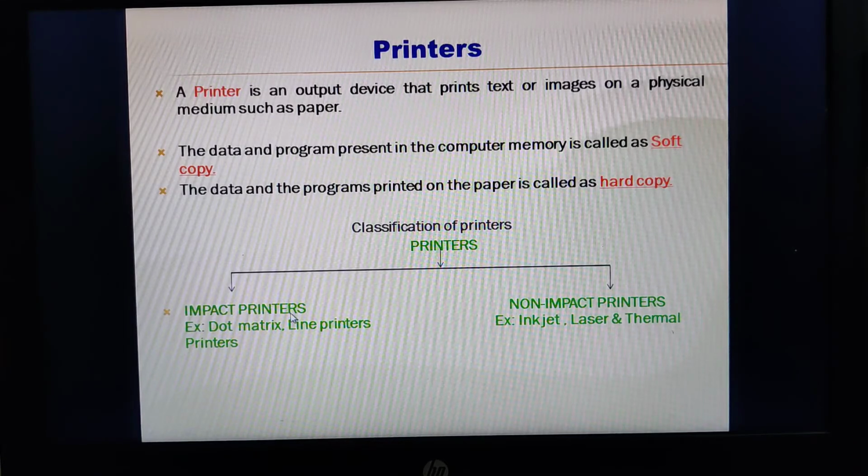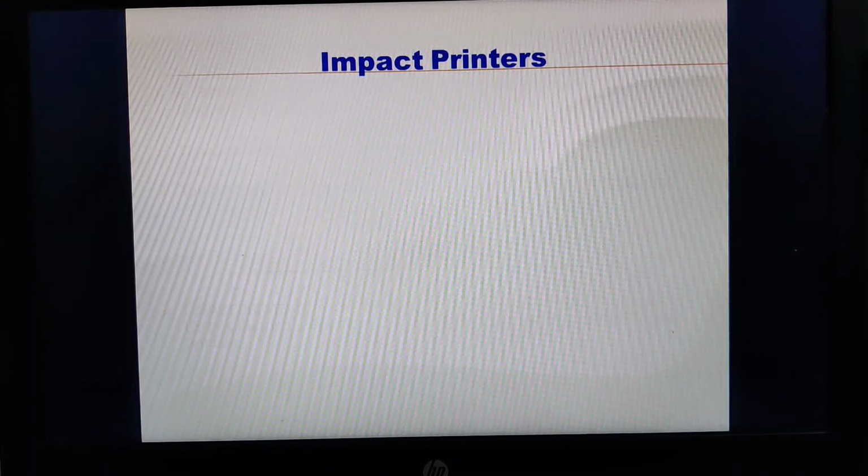Whereas non-impact printers do not use any kind of striking device. In fact, the ink is stored in printer cartridges. Such kinds of printers we refer to as non-impact printers. Examples of impact printers are dot matrix and line printers, whereas in the case of non-impact it is inkjet, laser and thermal printers. Now let us discuss in detail what an impact printer is.